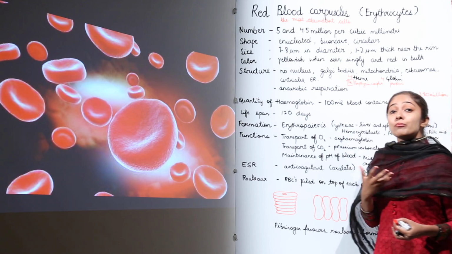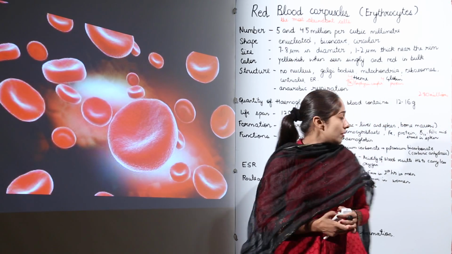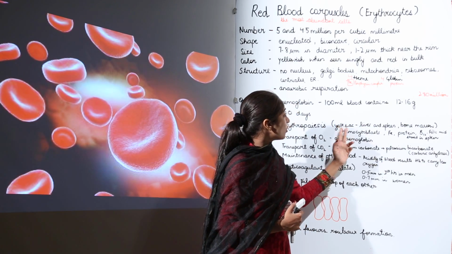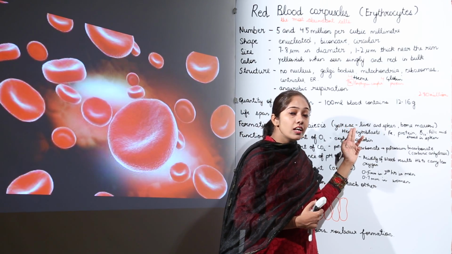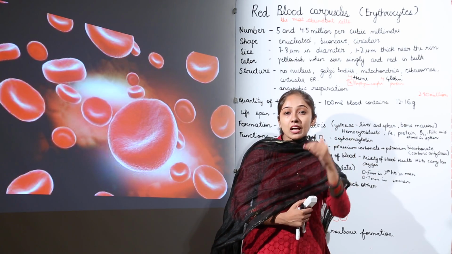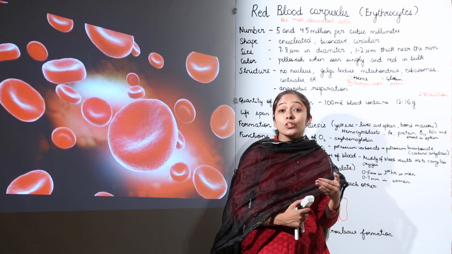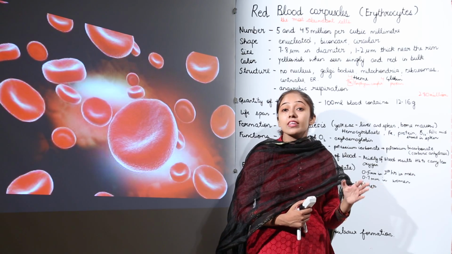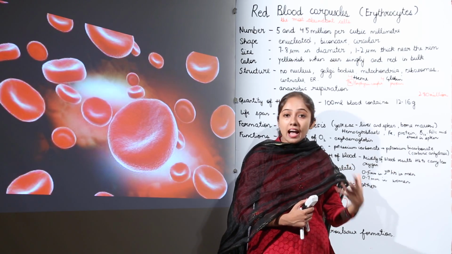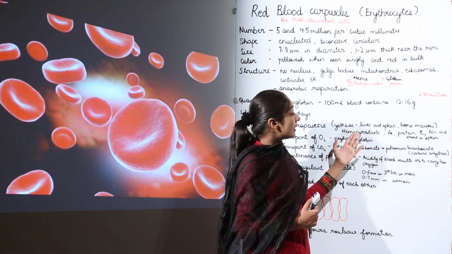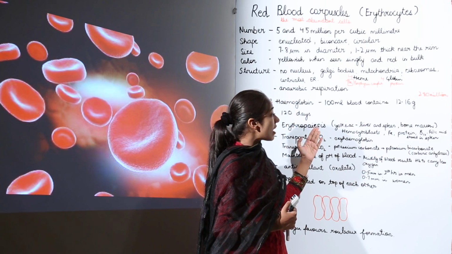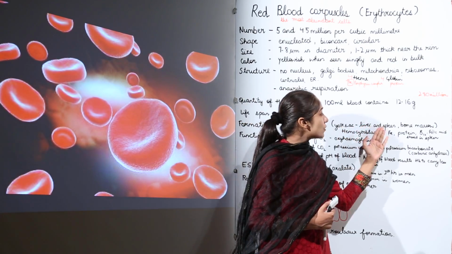In the early embryonic stages, erythropoiesis, the formation of RBCs, occurs through the yolk sac, right. And here the RBCs are nucleated. They have a nucleus there, but when they become mature, they lose the nucleus. In the very young stage, when they are not mature, they have the nucleus. After that, in later embryonic stages, erythropoiesis occurs in the liver and spleen.